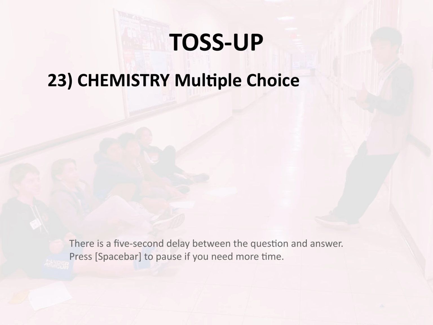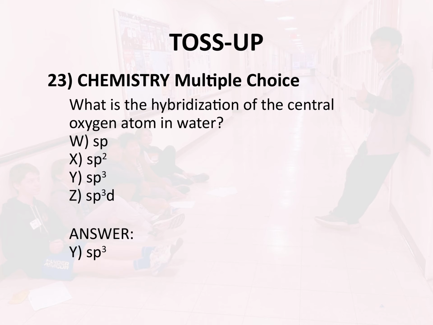Toss-up 23. Chemistry. Multiple choice. What is the hybridization of the central oxygen atom in water? W, sp. X, sp2. Y, sp3. Z, sp3d. Answer: Y, sp3.